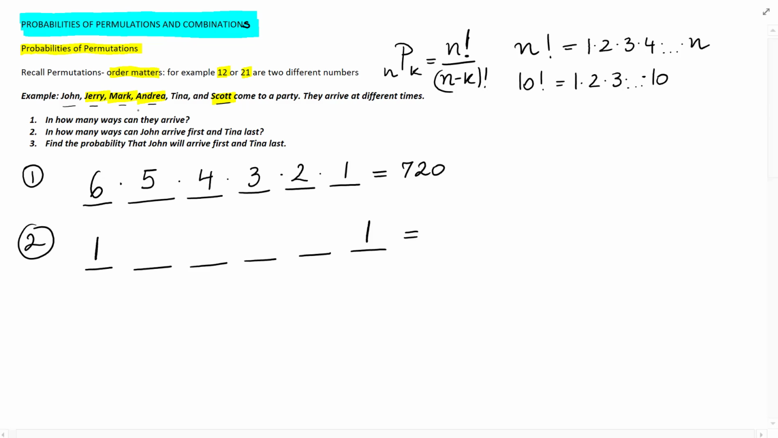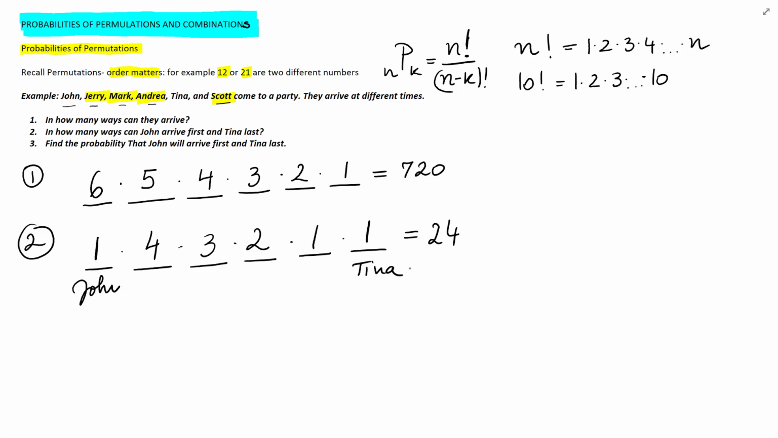Once John came first and Tina is the last one, 4 people can come second, right? The second person that comes to the party is one of these 4: Jerry, Mark, Andrea, or Scott. Once one of them has come and is at the party, there are only 3 people left. And then there are 2 people left to come and then 1. So if we multiply all these possibilities, the number of ways is 24. So there are 24 ways that John comes first, Tina comes last, and the others can come at different times.